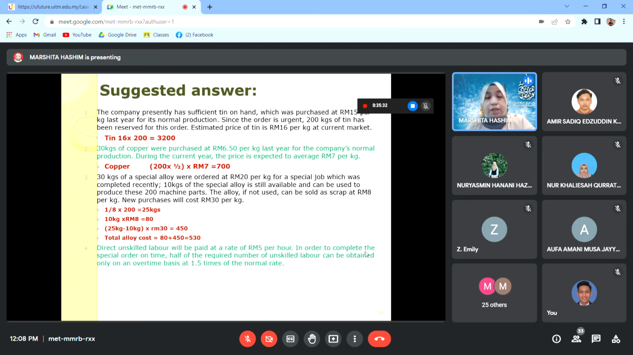Now regarding direct skilled labor, direct skilled labor will be paid at a rate of 5 ringgit per hour. In order to complete the special order on time, half of the required number of unskilled labor can be obtained only on an overtime basis at 1.5 of the normal rate. So if they do OT, you pay them 1.5 of the normal rate. That means 7 ringgit 50 cents.